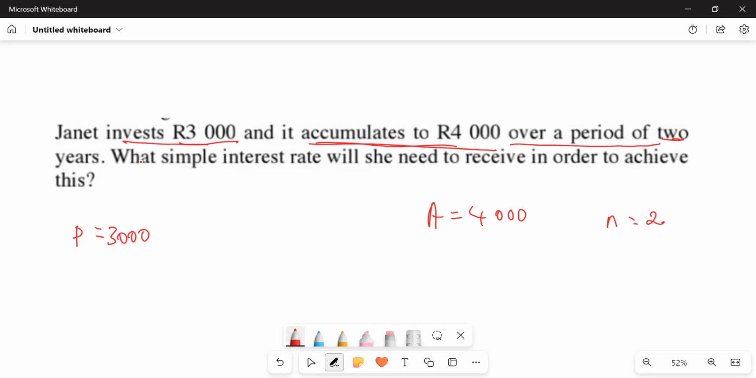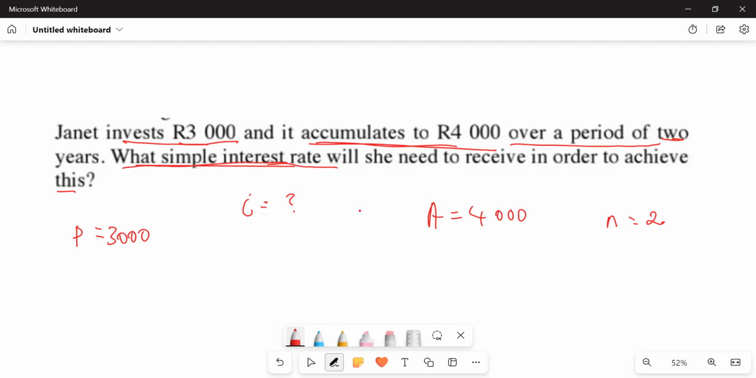What simple interest rate will she need to receive in order to achieve this? There's been specific here: simple interest. So what should be the interest rate? What are they looking for? They're looking for I. So I'm going to say I, we don't know, but they say simple interest.